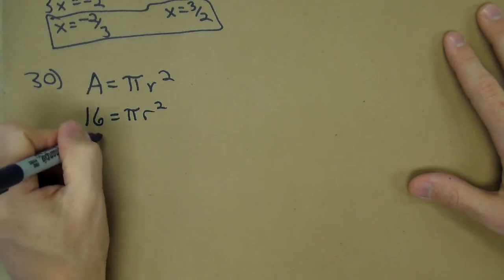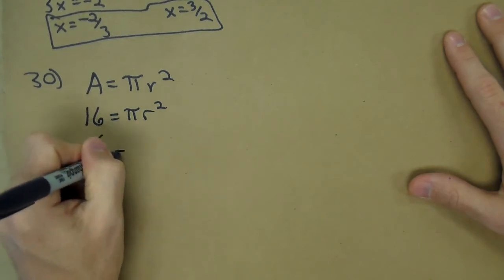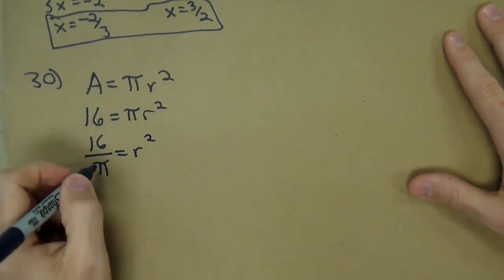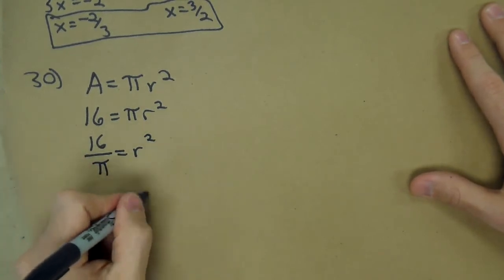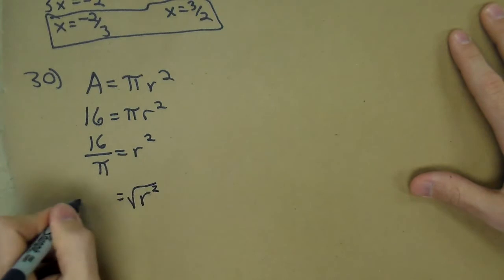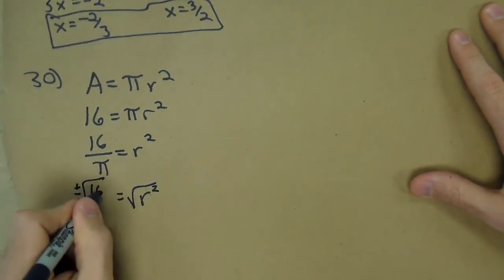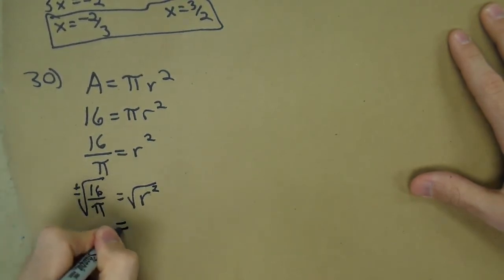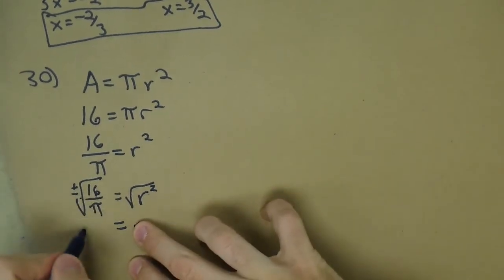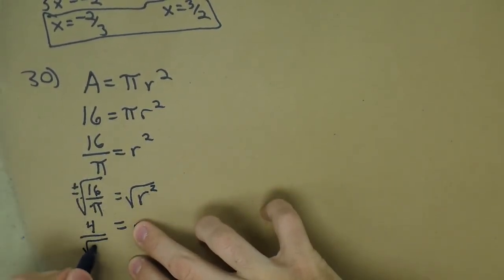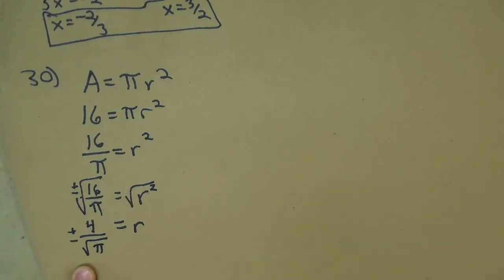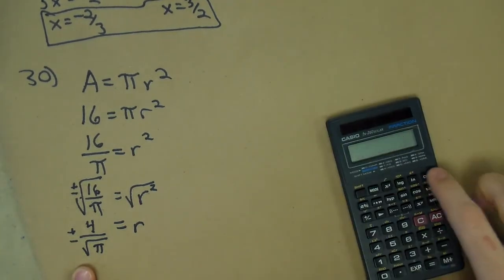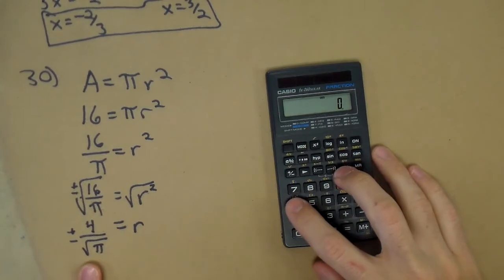I could divide by pi. I get 16 over pi equals r squared. I know pi is 3.14 approximately, so we're just going to leave it like that. I take the square root of both sides, and I get r equals, well, the square root of 16 is 4 over the square root of pi. So it's r equals plus or minus 4 divided by the square root of pi.